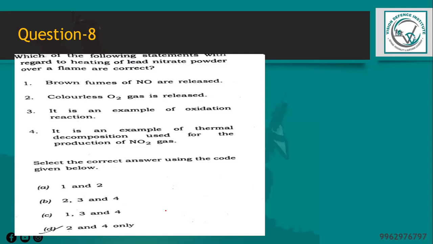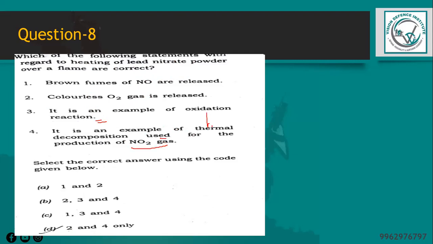And let's see the next question. Which of the following statements with regard to heating of lead nitrate powder over a flame are correct? The following statements are given. Brown fumes of NO are released and colorless oxygen gas is released. It is an example of oxidation reaction. It is an example of thermal decomposition used for the production of NO2 gas.